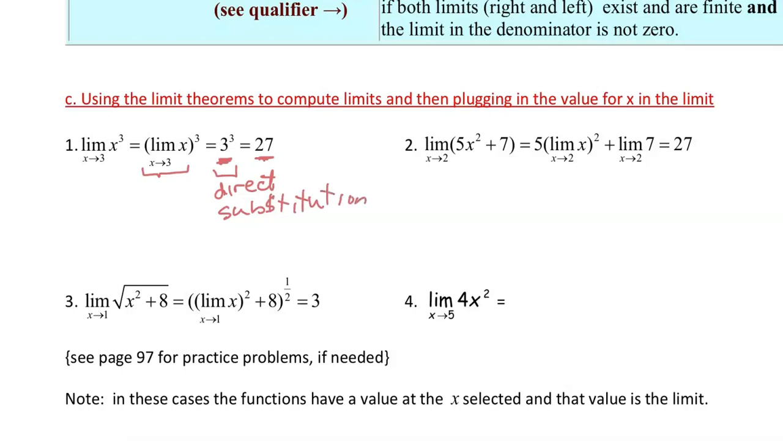Okay, next one. The limit as x approaches 2. So here's a constant, pull it out. Then the limit of x, and then you're going to square it. So you're basically plugging 2 in. We're going to do that down here.